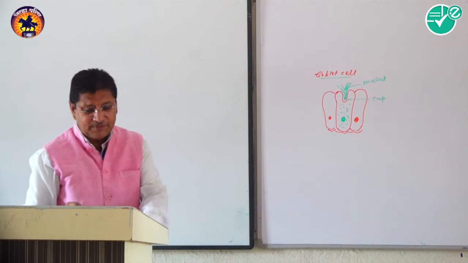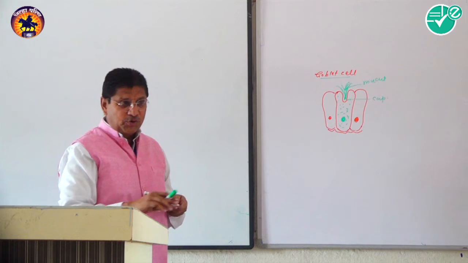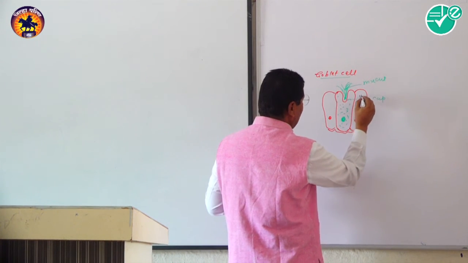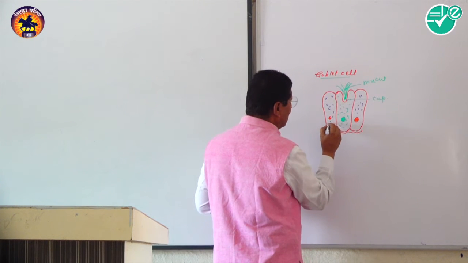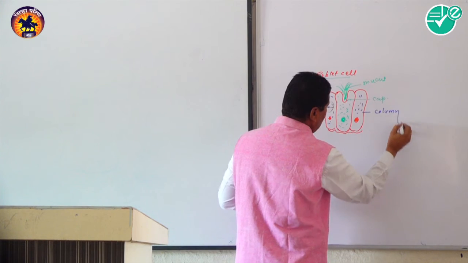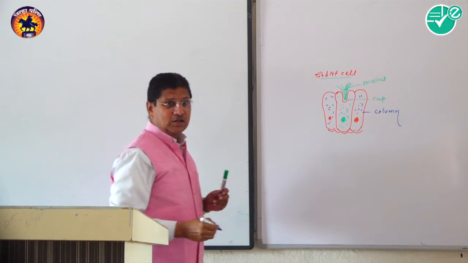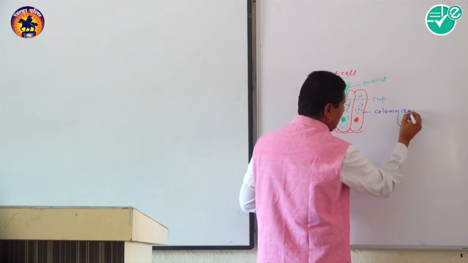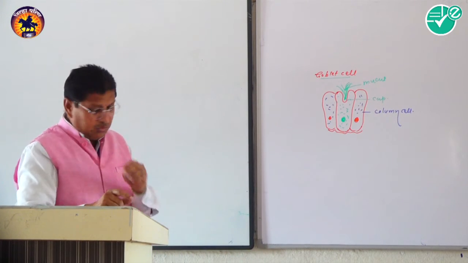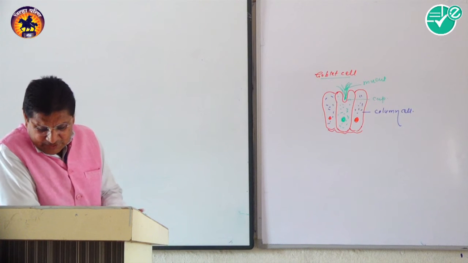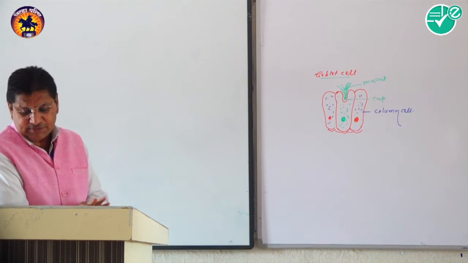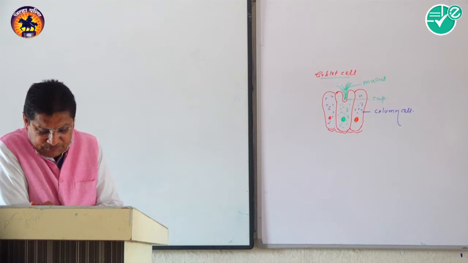This unicellular gland is supported by the lateral cells, and these cells may be the columnar cell or the cuboidal cell. Now, this is the structure of the goblet cell.